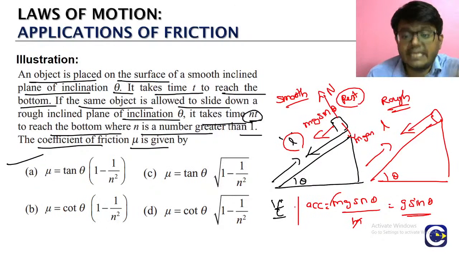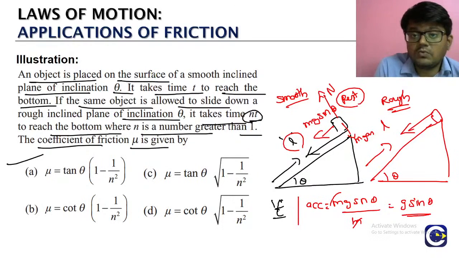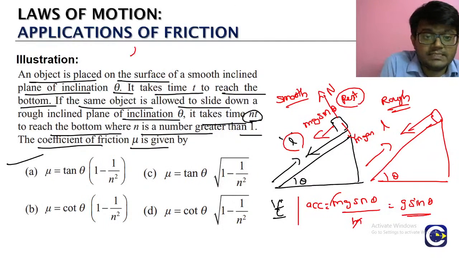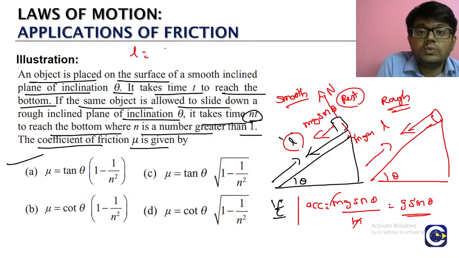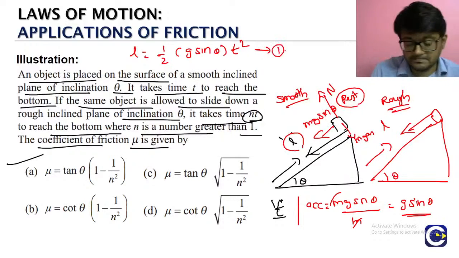We need to find the time. Look at the relation we have. S is equal to what? Ut plus half at square, right? Means L is equal to ut. U is 0. Half a is g sin theta into t square. Okay, so we will keep it as equation 1.